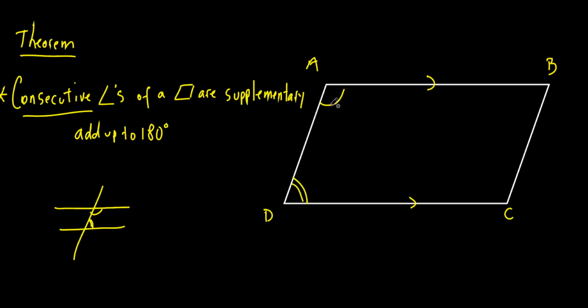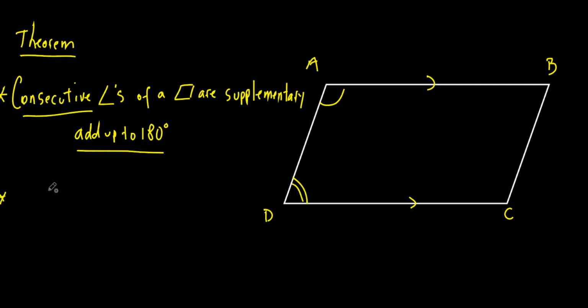They're supplementary, which means they do what? Add up to 180. So angle A plus angle D is going to equal what? 180 degrees. Okay? You with me? That also means that angle B and angle C are going to equal 180. But we're going to get to that in a second. So that's the first theorem that we're going to talk about. We're going to come back to that in just a second.